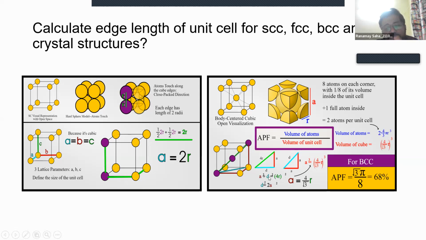out a square plus d. You replace it with root 2a here, which you find using this triangle at the bottom face, and using that you can find the edge length is 4 by root 3 r. So then you can find the atomic packing factor, APF, using the volume of atoms in the cube. Once a is found out, then these are simple.